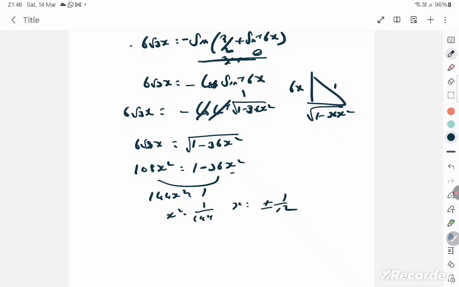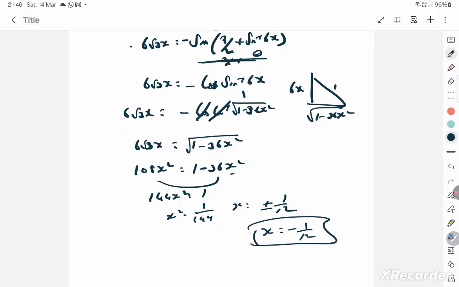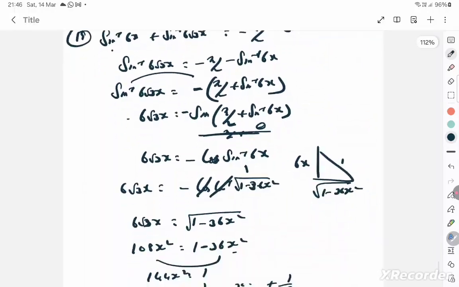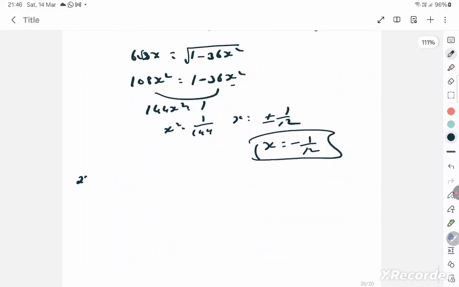You have to verify the solution by substituting this in the question, and you'll get only x is equal to minus 1 by 12 as the answer. Plus 1 by 12 will not be applicable. You have to substitute and check this out. Okay, let's go to 20th question. Wow, that was a very difficult sum.